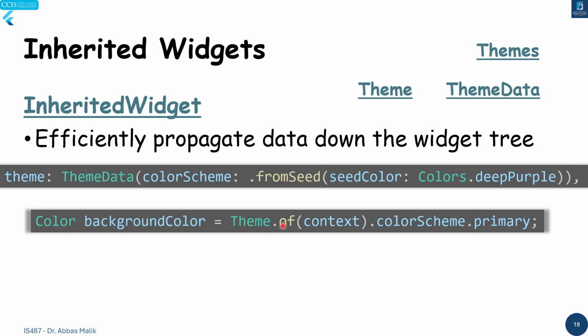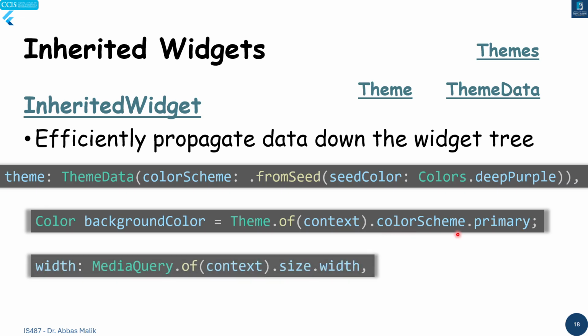So we can write this line of code anywhere, in any widget. It doesn't matter whether it is at the top level, third level, fourth level, or whatever nested level. We can directly access this theme data using Theme.of(context). This Theme is a class which extends the inherited widget, which is a child of the inherited widget, and due to that, we can access it here.